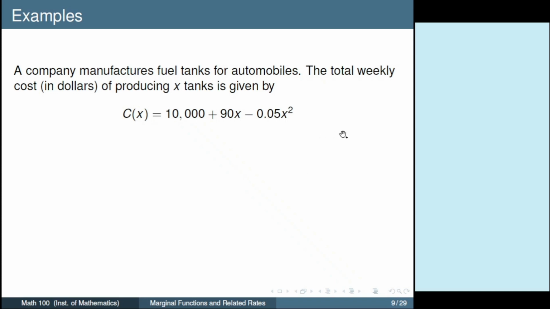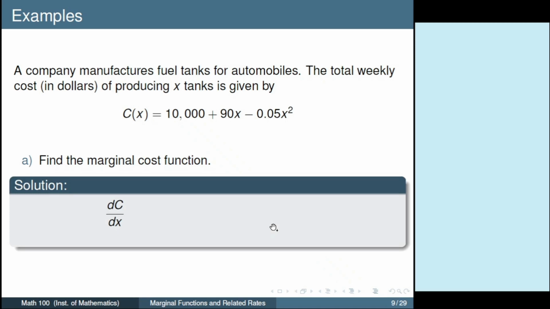So let's move on to this example. We have a company manufacturing fuel tanks for automobiles. The total weekly cost in dollars of producing x tanks is given by this function. C of x equals 10,000 plus 90x minus 0.05x squared. First, we find the marginal cost function. So again, when we talk about marginal cost, that means you're just gonna get the derivative of your cost function.